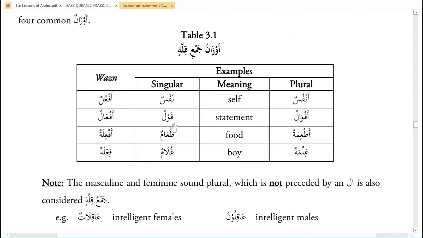So qawl, which is a statement, is aqwal, Jam'u Qilla. Aqwal, this is the wazan. If you don't remember this wazan, remember these wazans. So aqwal, and ta'am, which is food, at'imatun, and this is Jam'u Qilla. And also ghulam is a boy, and ghilmatun is Jam'u Qilla. 3 to 10 boys, or could be servant. So these are Jam'u Qilla. Remember, whenever you see any Jam'a on this wazan, try to understand this is from 3 to 10, and the ta'adad or the amounts are from 3 to 10.